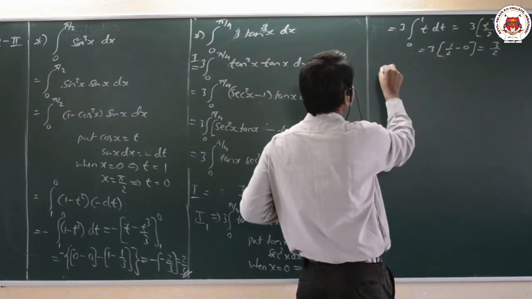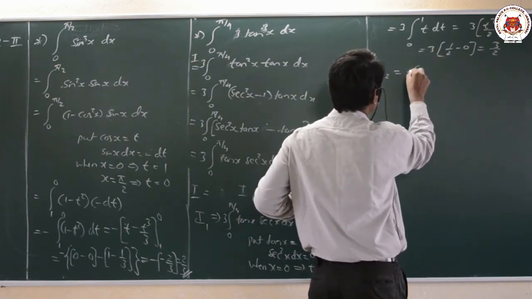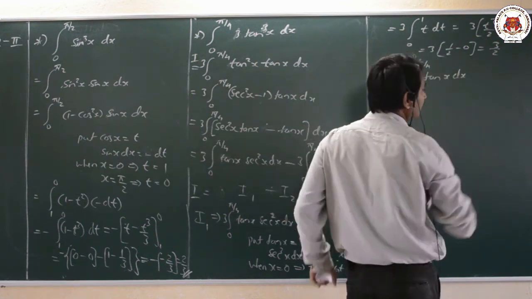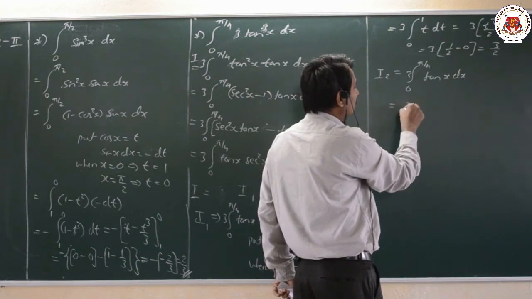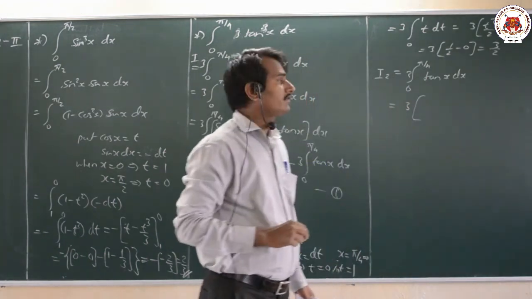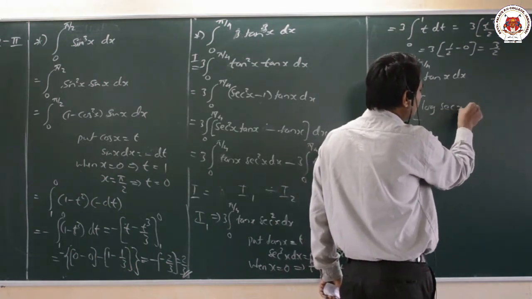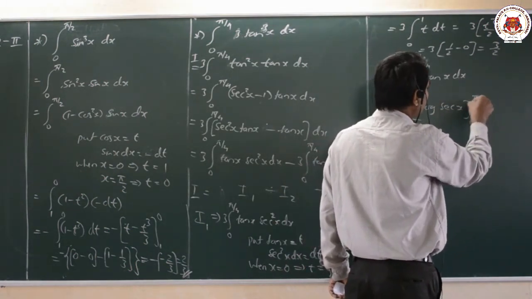Now, I2 I will solve. I2 is equal to 3 into integral 0 to pi by 4 of tan x dx. Directly you can integrate, dear students. The integration of tan x is nothing but log of secant x, from 0 to pi by 4.